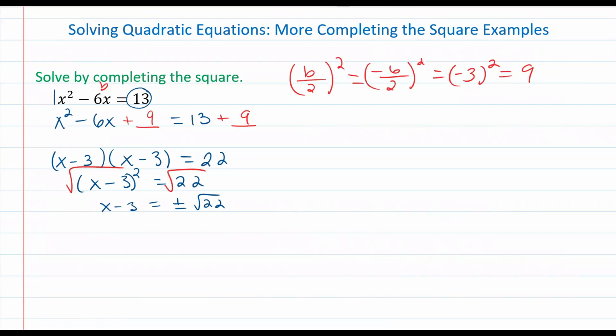And then we also cannot simplify that square root of 22, so we have to leave that alone. We also do not want to calculate the decimal, because the square root of 22 is perfect, it's exact. We don't want to have any rounding error or inaccuracies.